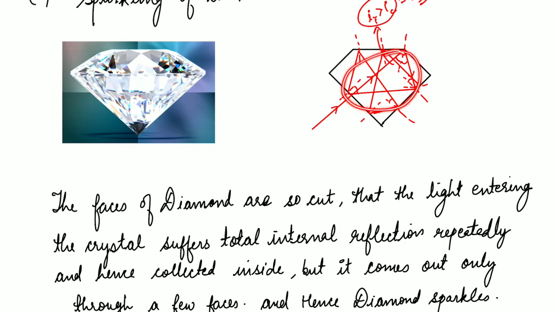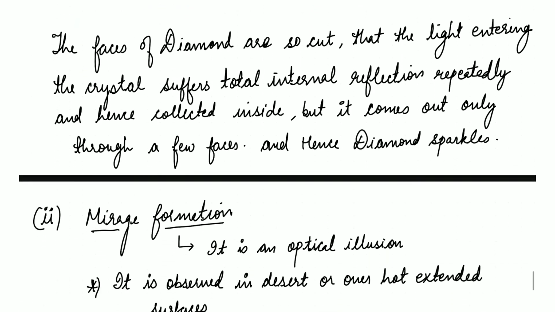So like I said, your light ray is kind of trapped inside, and as it comes out, it would have already done multiple total internal reflections, and because of that, we see your diamond sparkling like some heavenly being. I hope you guys can understand, right?